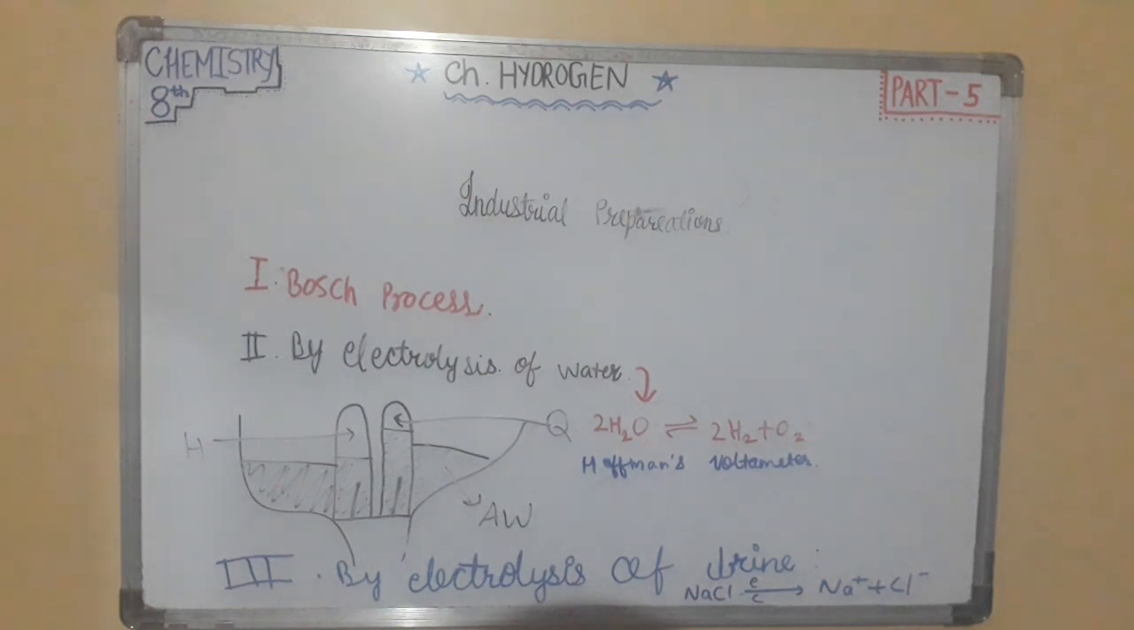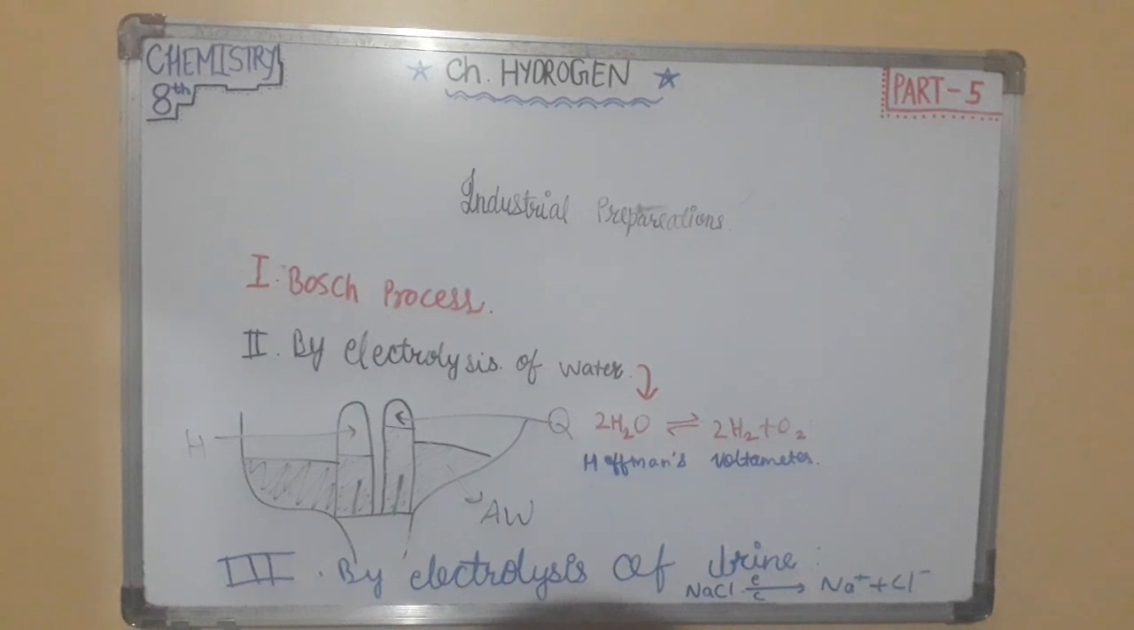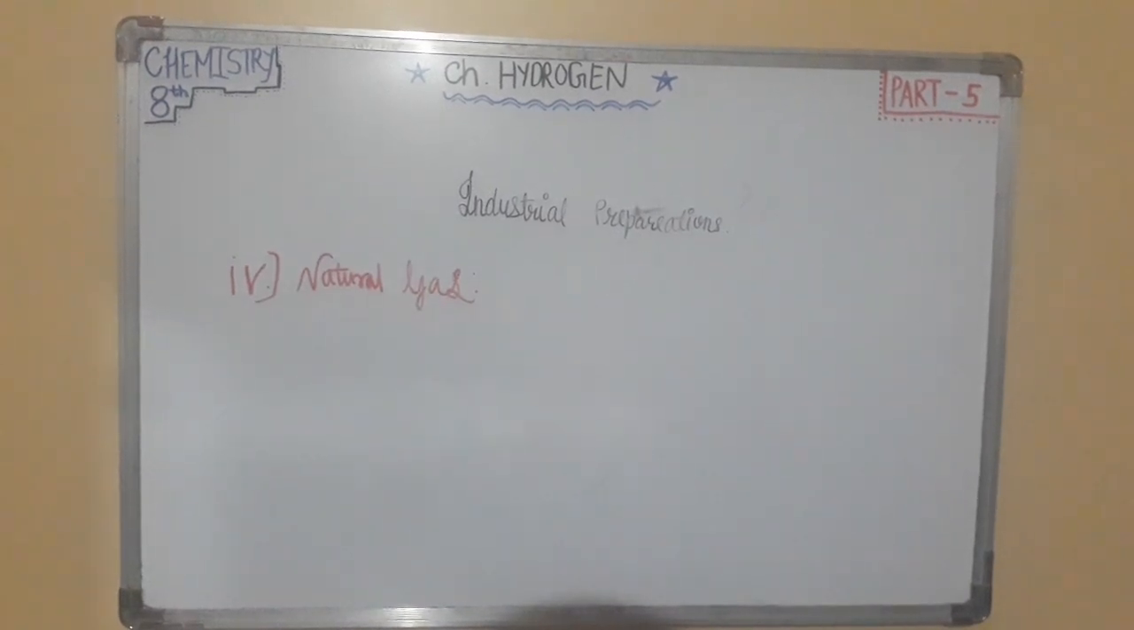And third is natural gas. Natural gas consists mainly of methane, CH4. When natural gas is mixed with steam and passed over nickel and heated to 900 degrees Celsius, methane in it is oxidized to form hydrogen and carbon dioxide. CO2 is removed by pumping the mixture into water. CO2 dissolves in water and hydrogen gas is collected in gas holders.